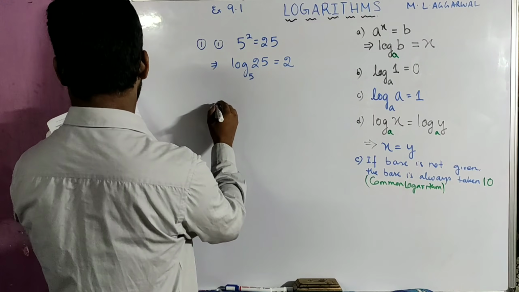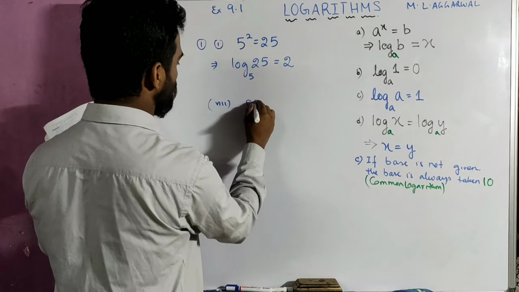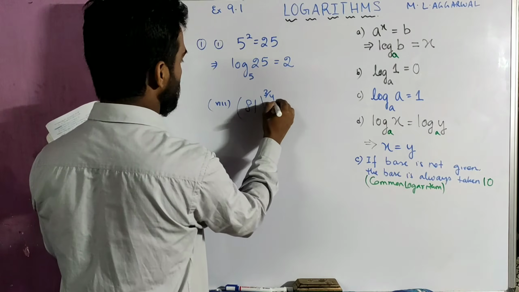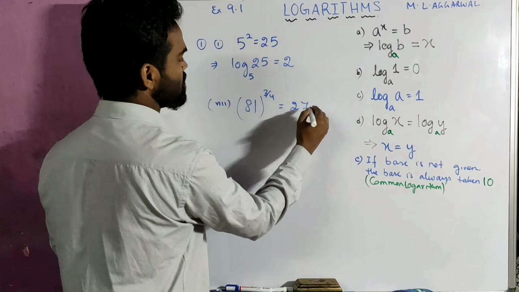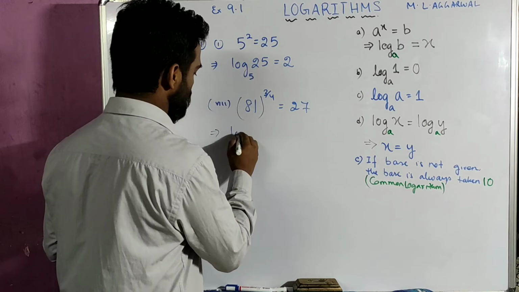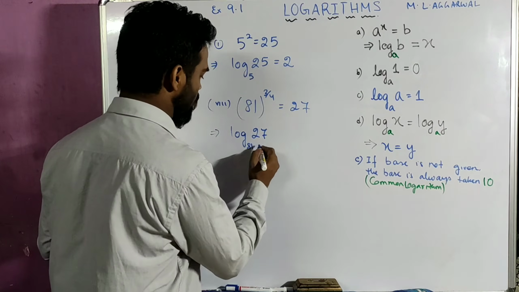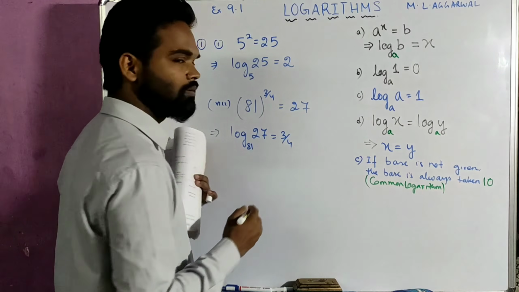Done. Let us see sum number 8. This is 81 to the power 3 by 4 is equal to 27. So we can write this in log form as log 27, and the base becomes 81, is equal to 3 by 4.